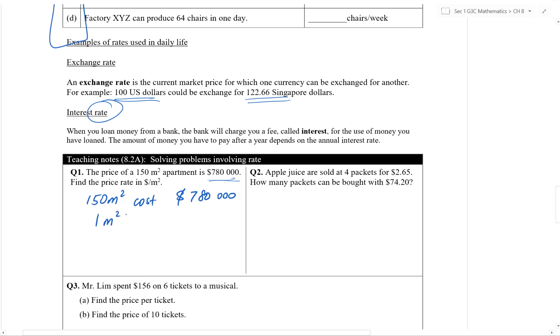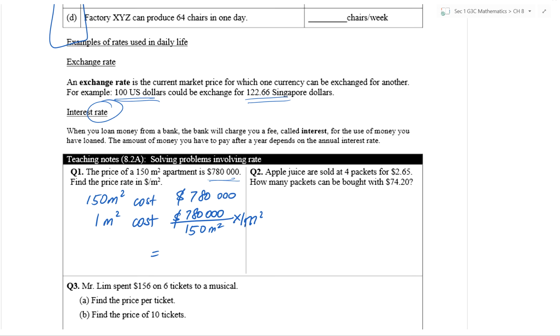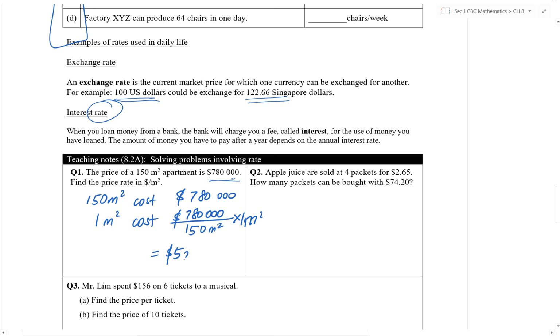So 1 square meter will cost 780,000 divided by 150 square meter. Okay, then after that we still need to times 1 square meter. Yeah, so expensive. Unfortunately, these are the prices we are looking at nowadays in Singapore. Okay, so use our calculator to help us with this. $5,200. Yeah, for 1 square meter. Right, I didn't do it wrongly, right?